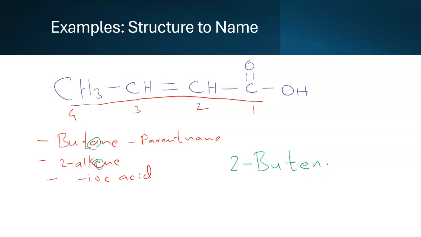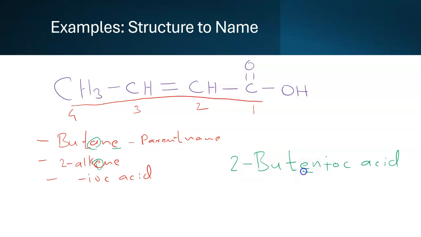And the last E of the parent name should be replaced with the suffix. So here the suffix is oic acid. So the name of the compound is 2-butenoic acid.